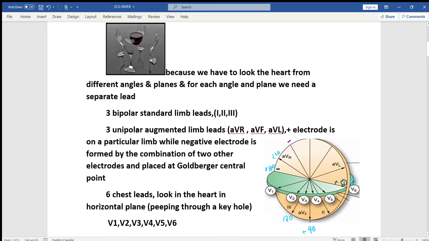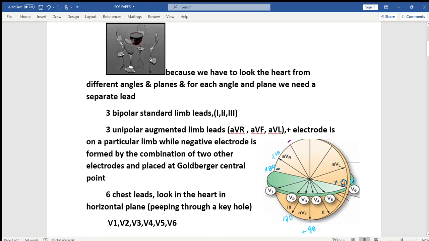Actually, the word augmented means to enhance. In this system of leads, the same leads 1, 2, 3 are used. But here we can augment the potential difference, which can enhance the potential difference. How? Actually, we combine the two leads. Suppose we combine lead number 2 and 3, we add them, and then we can compare these two with the 1.